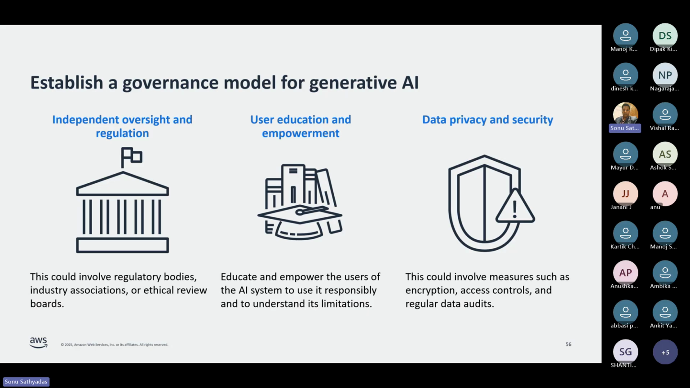Independent oversight and regulation. This could involve regulatory bodies, industry associations, and ethical review boards. So you have to evaluate the rules, regulations, and governance of these organizations, because when you implement generative AI solutions, it should not violate the regulatory compliance of the organizations. So you can appoint or involve the regulatory bodies, industry associations, and ethical review boards to evaluate that.